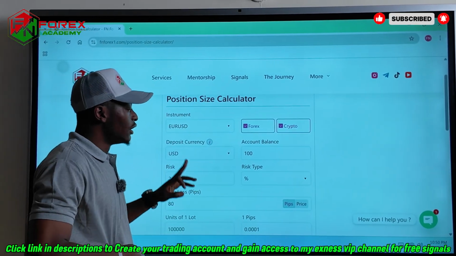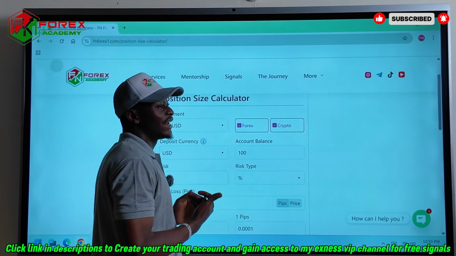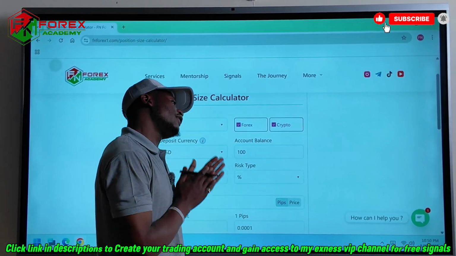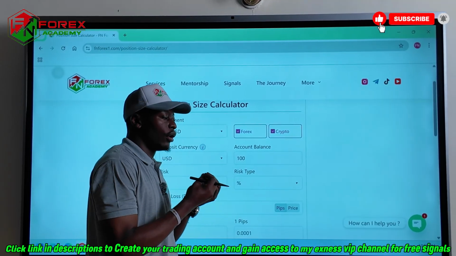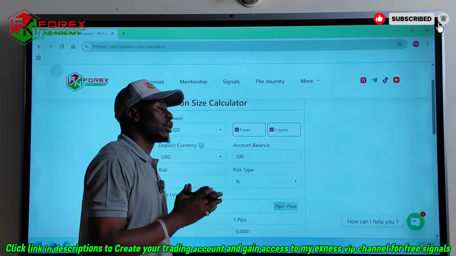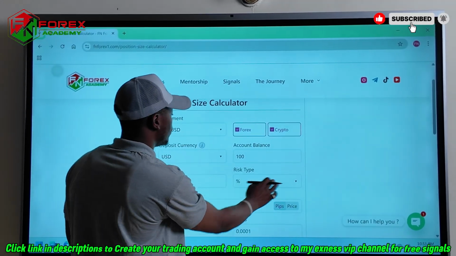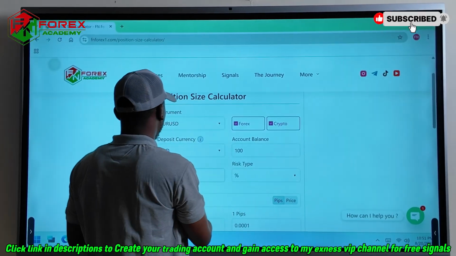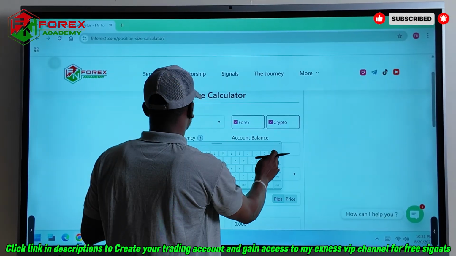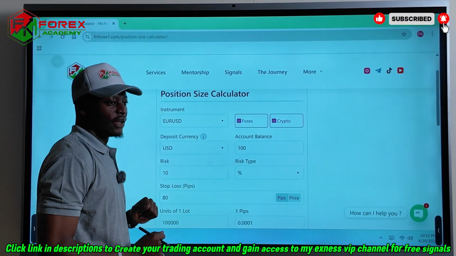Risk: now we have two types. Why did I make it two types? There are people who risk in percentage, like I'm risking 5% on my account, and there are people who risk actual money, like on my $100, I'm risking $10. If you are risking in percentage, make sure it is in percentage, then you put your percentage, say 2%. I was risking 10%, so I'm just going to put 10%.